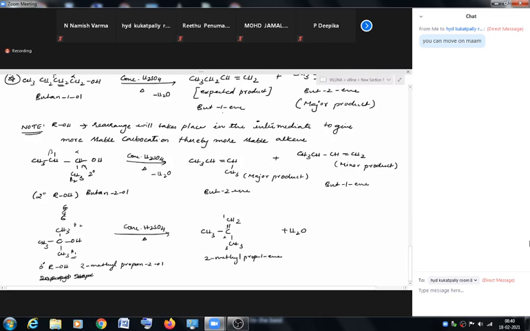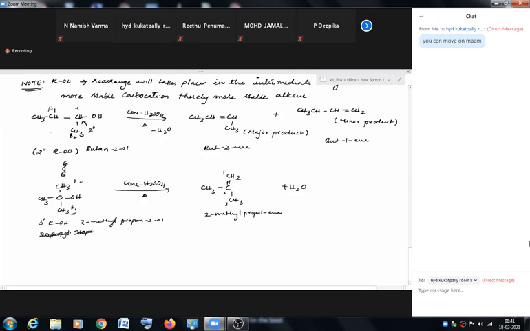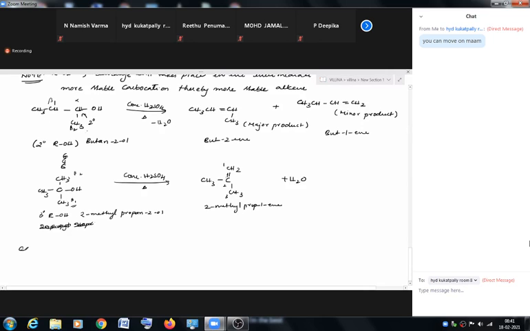And carbocation stability is tertiary greater than secondary greater than primary, right? So in the same way, the reactivity of alcohols will also be the same. Ease of reactivity, meaning to undergo dehydration, for alcohols will be tertiary greater than secondary greater than primary, without any doubt. And obviously the product formed will be the most substituted alkene, the majority of the times. Okay, so that is one thing.